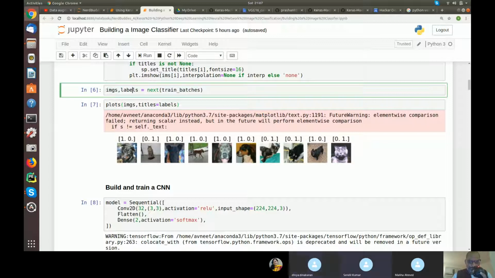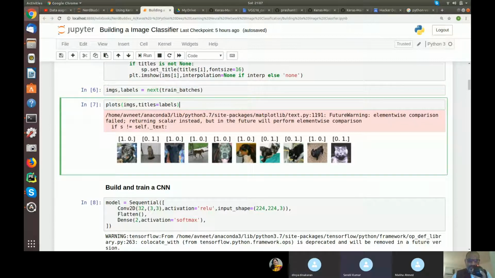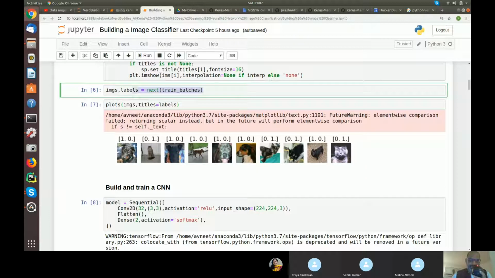But how do we create that one hot encoder? I mean, if it's four, it's going to be 1000, right? Correct. How do we do that? This code is creating it for you. It's creating the labels, train batches. That's it? Yeah. Wow. Okay.